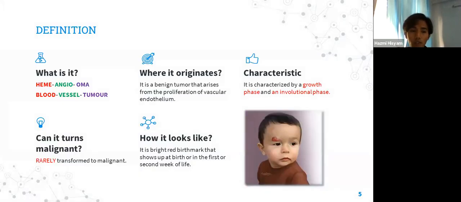So, what is Hemangioma? Hemangioma is blood vessel tumor. It is benign of origin and rarely transformed to malignant. Hemangioma originates from proliferation of vascular endothelium, and it looks like a bright red birthmark that shows up at birth or in the first or second week of life.